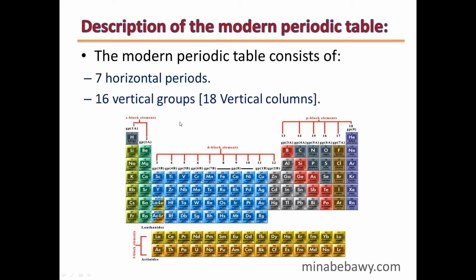And it consists of 16 vertical groups and 18 vertical columns. The reason for the difference between the number of columns and the number of groups is group 8, which is found inside the d block. This is because this group consists of 3 vertical columns. The 3 vertical columns are called group 8. So we have 16 vertical groups, but we have 18 vertical columns.